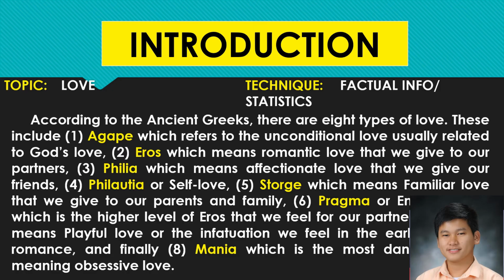Ludus, which means playful love or the infatuation, yung crush that we feel in the early stages of romance. And finally, mania, which is the most dangerous one, meaning obsessive love. So, in this, guys, in this example paragraph, introduction, what the writer used is factual information. So yun, nag-research lang siya about love. At nalaman niya in his researching na there are actually 8 kinds of love according to the ancient Greeks. Tapos yun yung ginamit niya. Tapos, di ba? Nagkakaroon ka ng introduction about love, about the topic love.